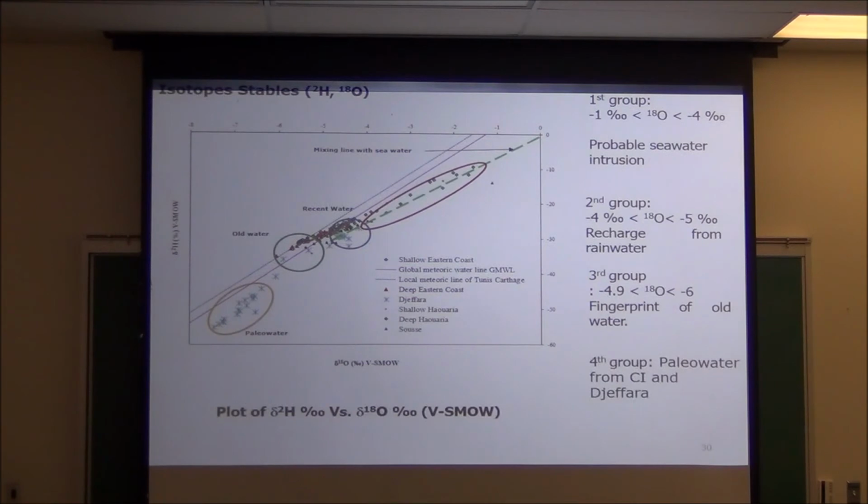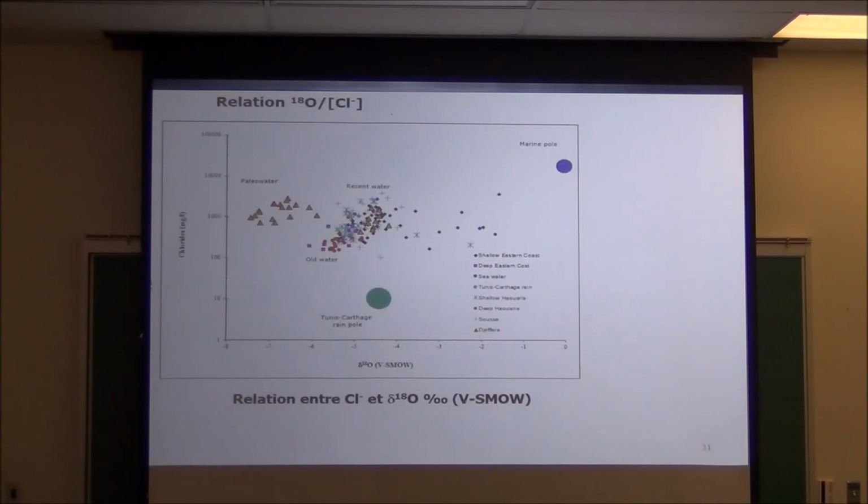The fourth group is composed of water from the Jafara and continental intercalaire. The isotope composition in this group is very depleted, and it represents paleo water, and the recharge in this group took place in a climate different than the actual climate.